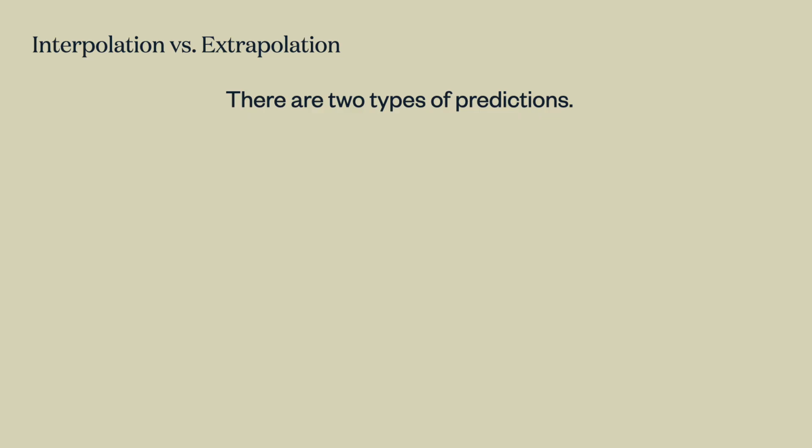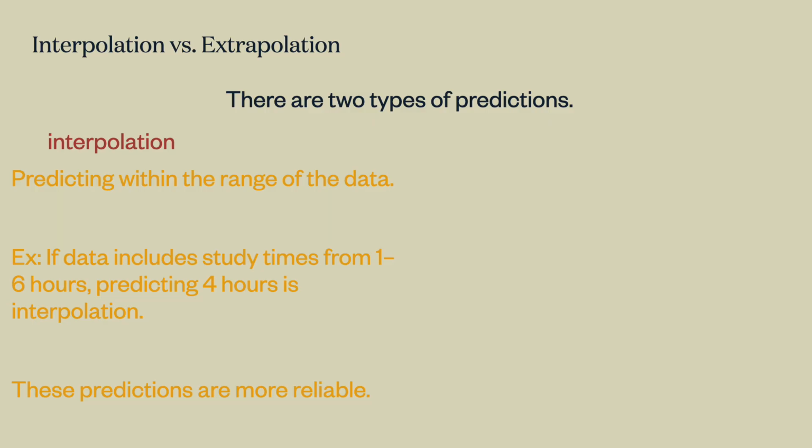Finally, there are 2 types of predictions that we will make whenever we are using one of these linear models. One of these types of predictions is something called interpolation. And that is whenever you predict within the range of data that we have collected. So for example, if my data includes study times from 1 to 6 hours, meaning I have collected data from students who have actually studied for 1 to 6 hours and got their test scores, and then I said predict what would happen if someone studied for 4 hours, that's interpolation.